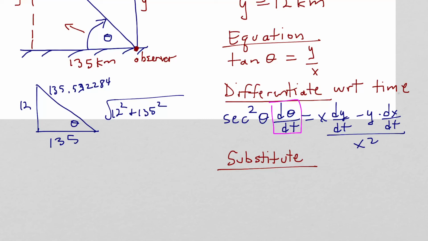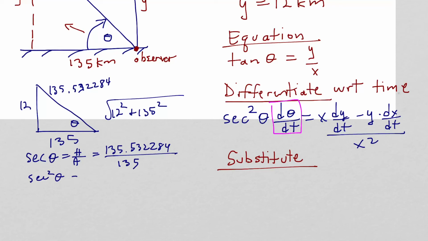So now I can say the secant of theta is equal to the hypotenuse over the adjacent side, 135.53224 over 135. Right, so I really need the secant squared. Let's just go ahead and figure that number out. If I square that number, I get this number here, and I'm going to keep a lot of digits.